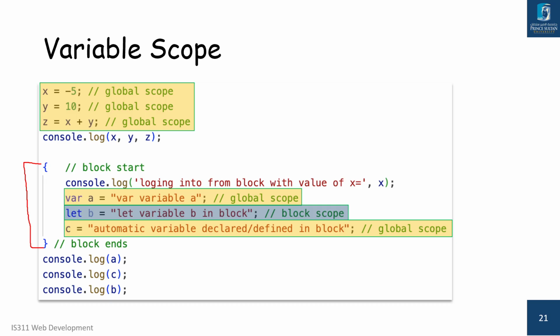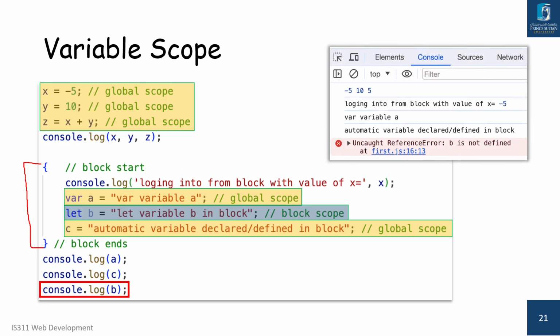Okay, understand? So this variable a inside the block is accessible outside. This variable c is also accessible outside, but this let b variable is not accessible outside of this block. And when I try to access it outside, in the last statement console.log, it will show me an error message. It says uncaught reference error, b is not defined at this specific line. So whatever that line number is, it is giving us an error message inside the console.